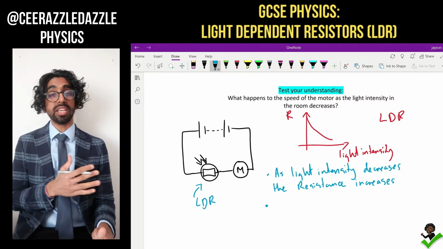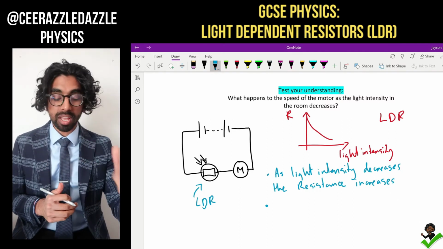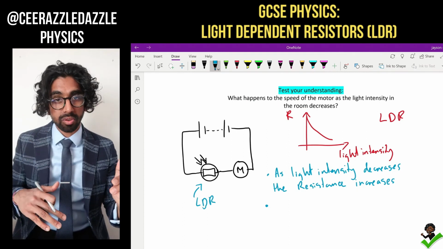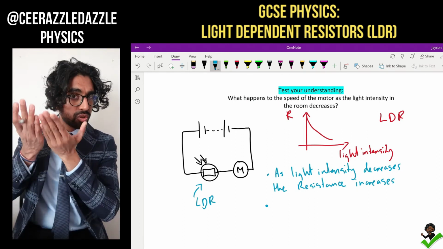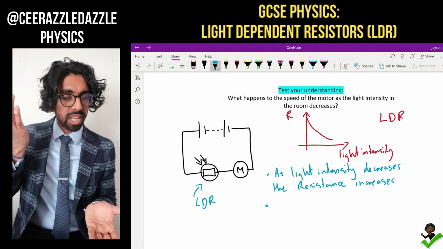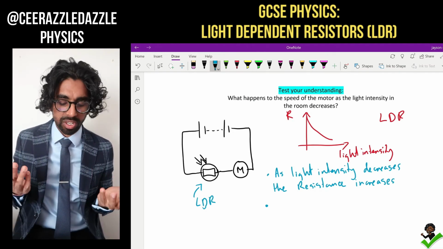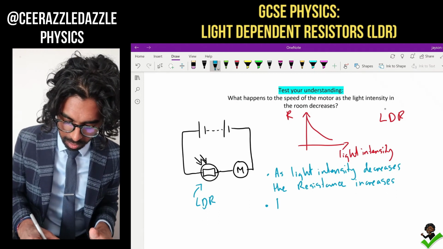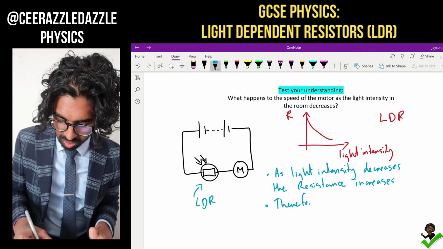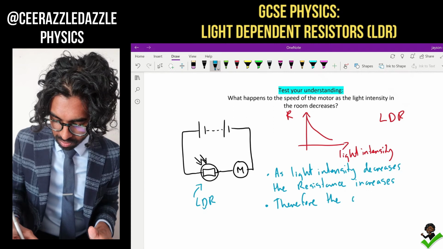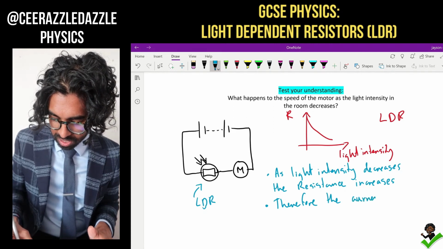Okay, so what does that mean to the rest of your circuit? If the resistance increases, therefore you know that the current will decrease. Resistance increases, the current will drop down because it's harder for the current to flow around. Why? You've got a greater resistance. So therefore, the current decreases.